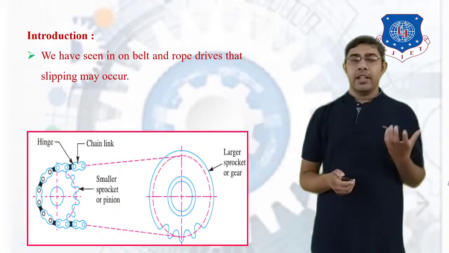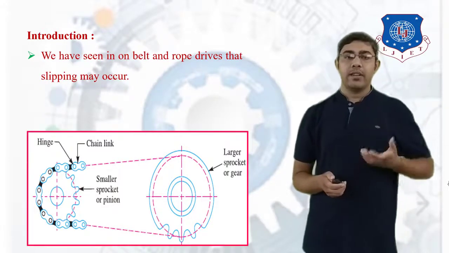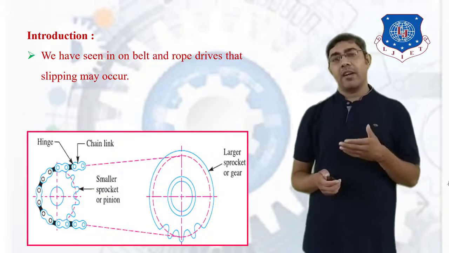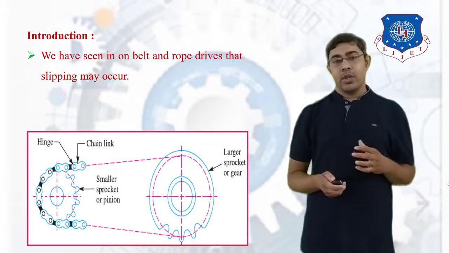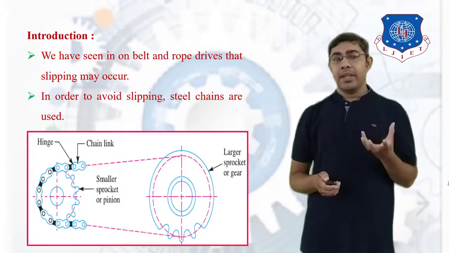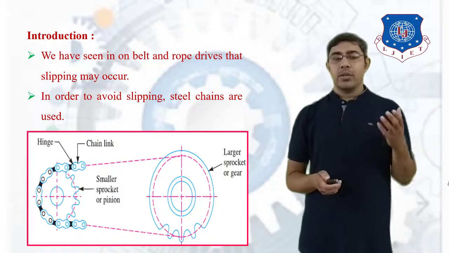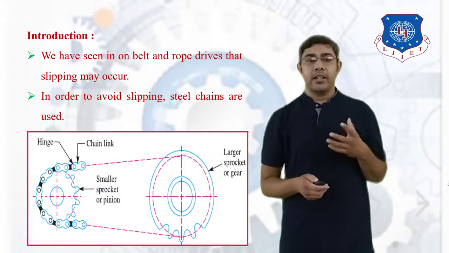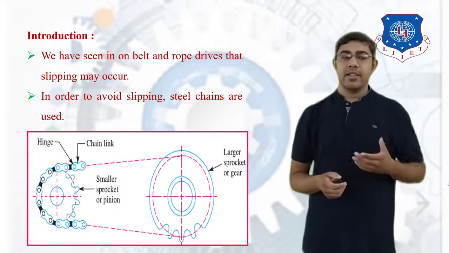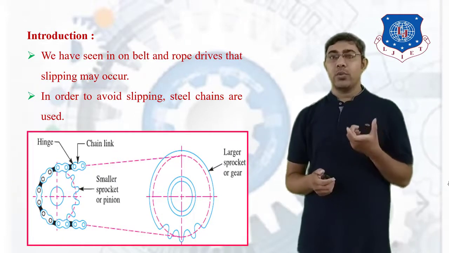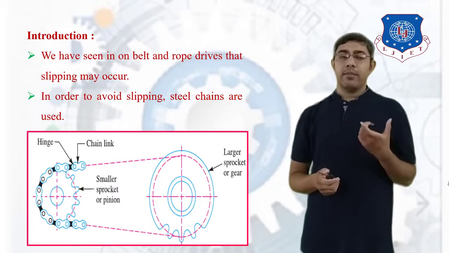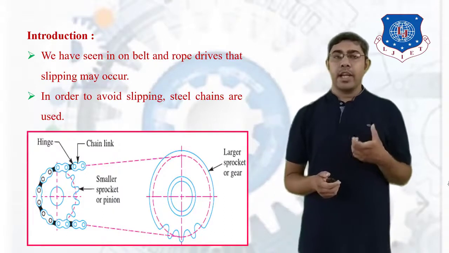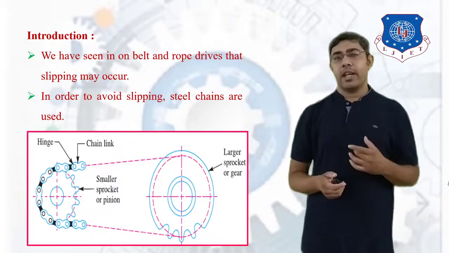As we learned in V belt drives, flat belt drives or rope drives, slip may occur. We have seen in belt and rope drives that slipping may occur. So to avoid the slipping, we have to use the chain drive. In order to avoid slipping, steel chains are used. You can see in the figure the chain drive system, and here there are two sprockets. Instead of pulleys, in chain drive there are sprockets, and the smaller sprocket is known as the pinion and the larger sprocket is known as the gear.